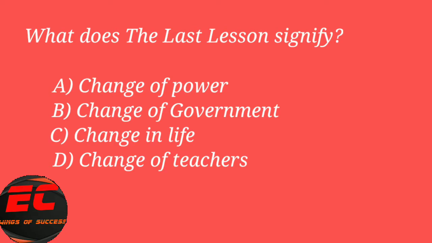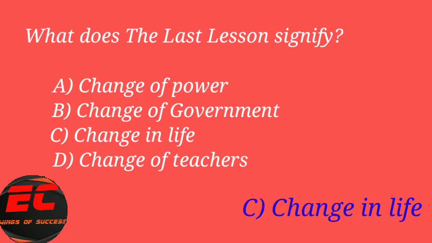Next, what does the last lesson signify? Four options. Option A, change of power. Option B, change of government. Option C, change in life. And option D, change of teachers. The correct option is option C, change in life.